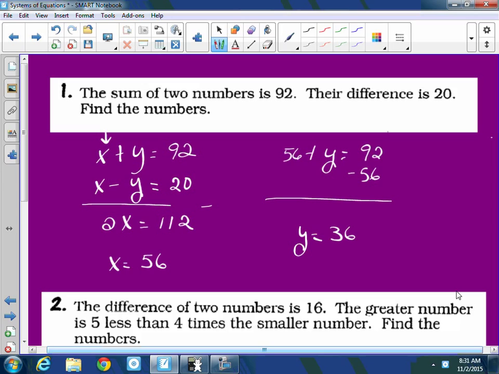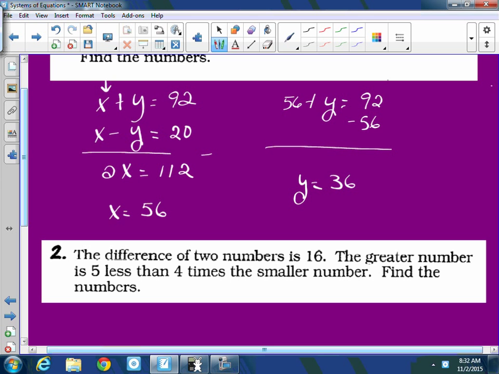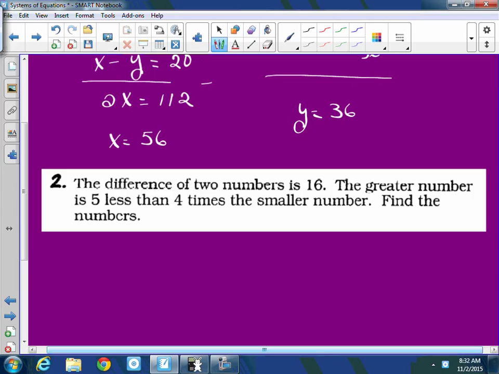Okay, how can I make sure that x and y are correct? They should add up to 92, and when I subtract them, they will be 20. Okay. Are we good? Yeah, pretty easy, right? Okay, the next one.